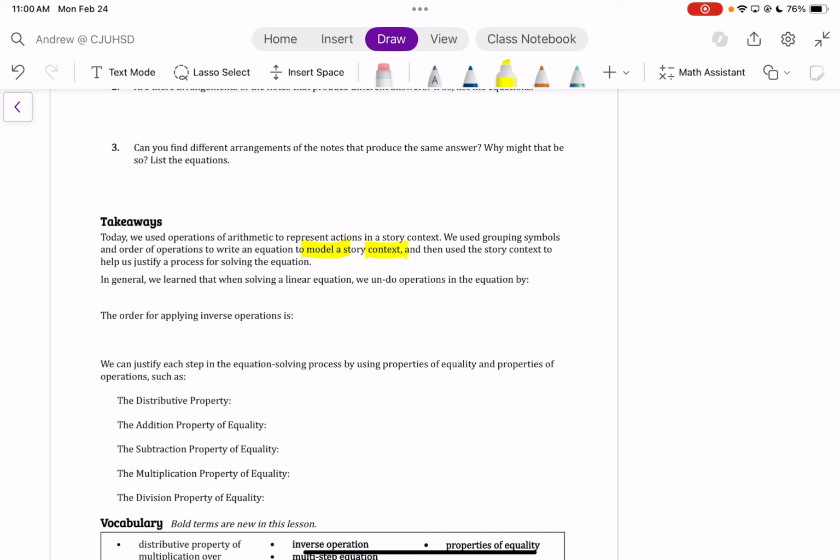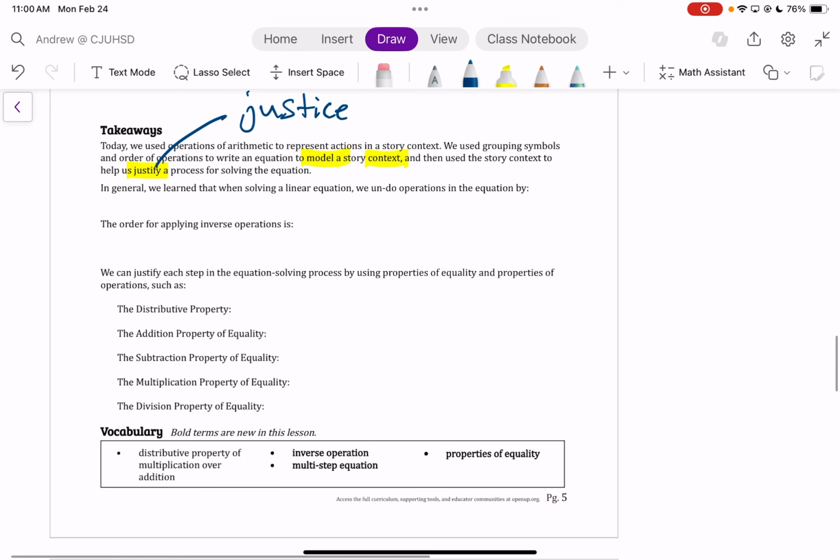Is it about trays? Is it about students? And the last thing is justify. Justify is related to the word justice, like a court of law. We need evidence, and that's what your steps of solving an equation show. They show evidence. Remember, inverse operations basically just means to undo something.